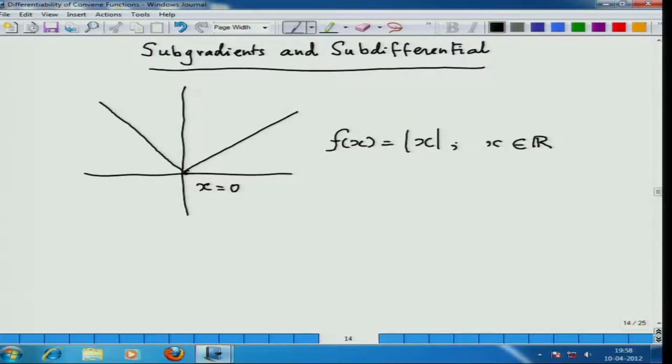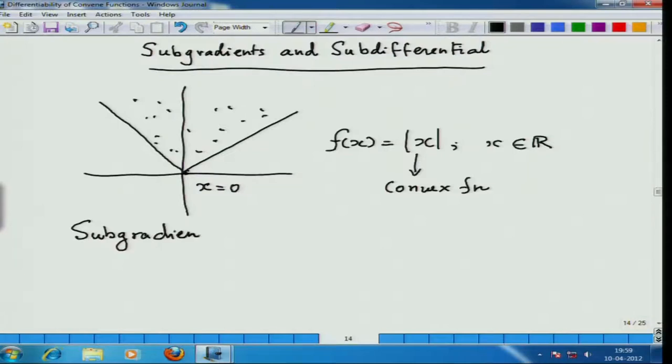Then how, if you are faced with such a function, and observe that if you look at the epigraph of this function, this function naturally is a convex function. The question is, how would you really talk about the derivative when the derivative is actually absent? Can you really talk about the derivative? This issue was solved by introducing the notion of a subgradient. Let us intuitively motivate the notion of a subgradient.